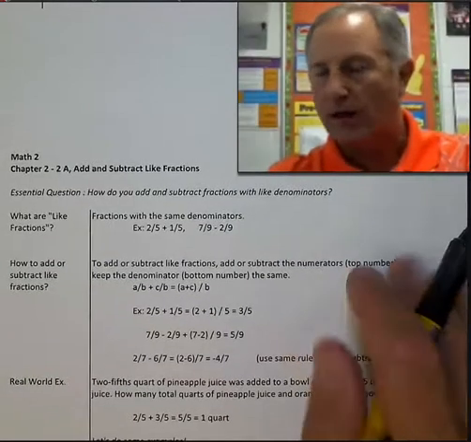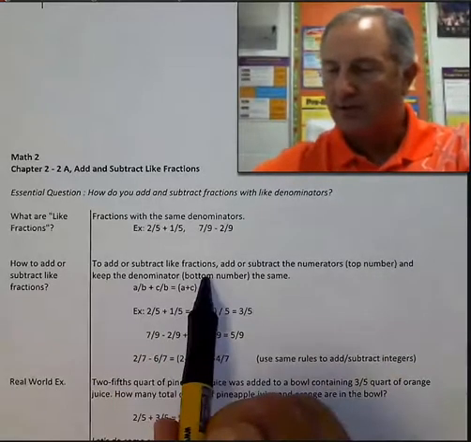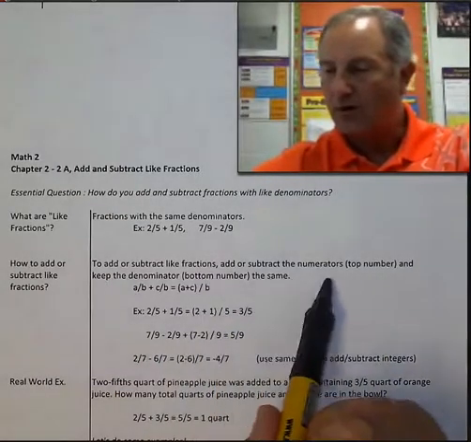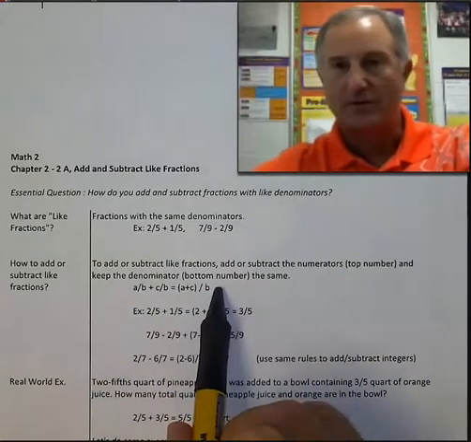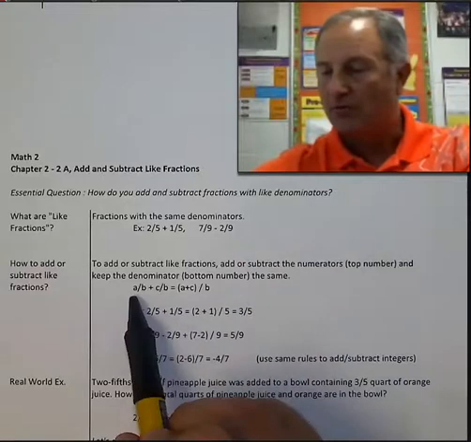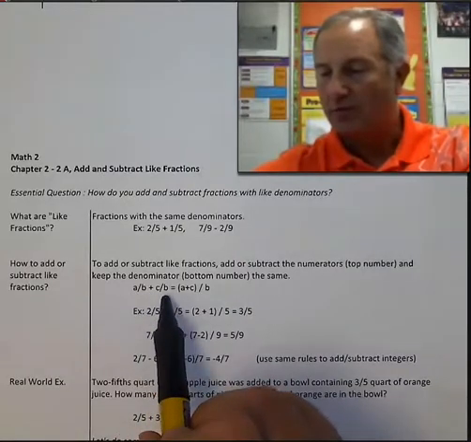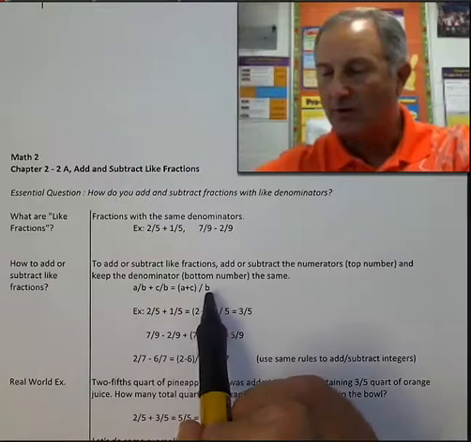So how do we add and subtract them? To add and subtract like fractions, add or subtract the numerators, that's the top number, and keep the denominator, the bottom number, the same. For instance, in general terms, a over b plus c over b would equal a plus c over b. That's the addition of the two top numbers over the b.